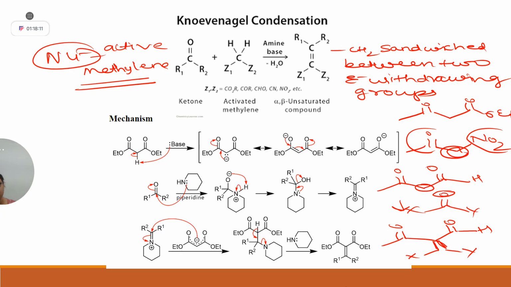Ma'am, and how to identify the substrate? One will be the active methylene, and the other can be anything: your ketone, your ester, your aldehyde. But one thing that is necessary is that your nucleophile will always be active methylene. This is the main identity of Knoevenagel condensation, that CH2 sandwiched between two electron withdrawing groups. Clear?